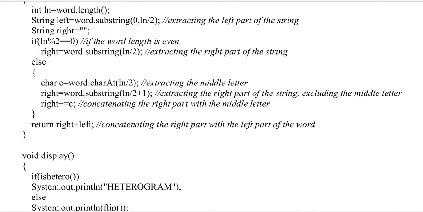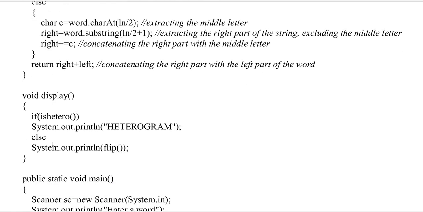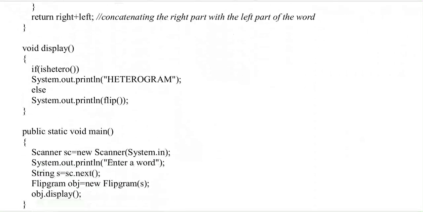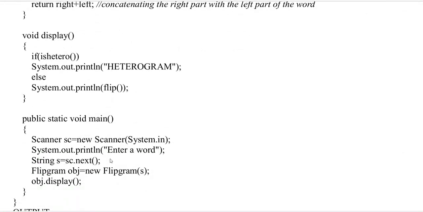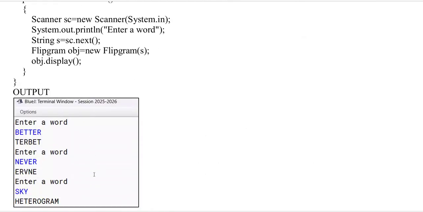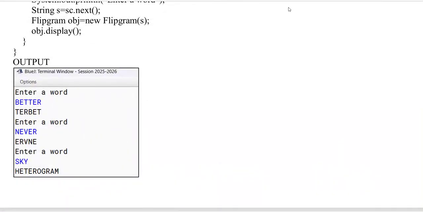Then void display. If is hetero, it prints heterogram. Otherwise, the flip function is being called. Main method: I'm creating the object and calling the function. Output you can see over here.